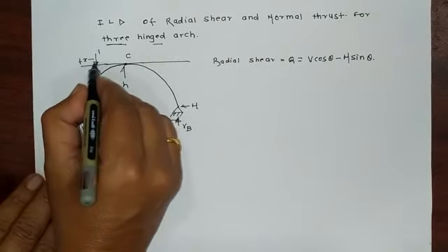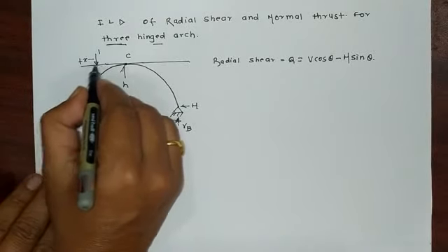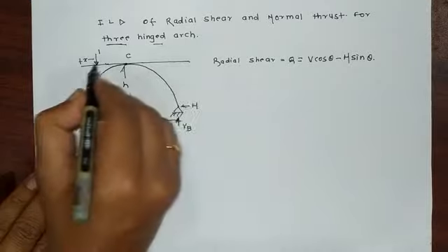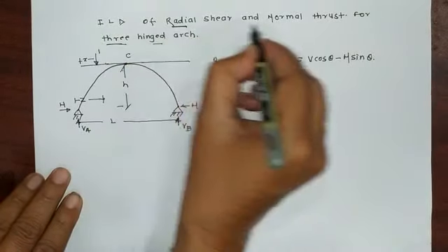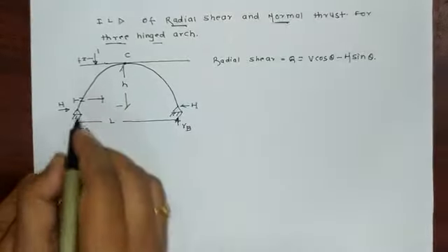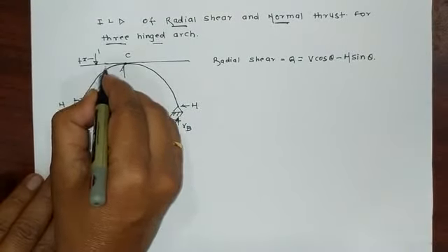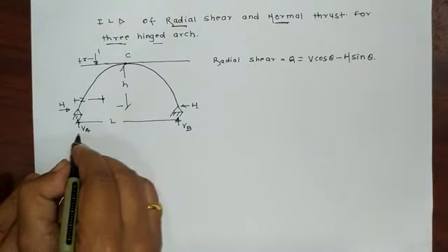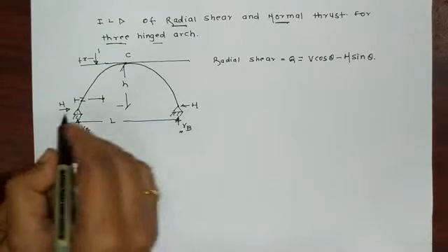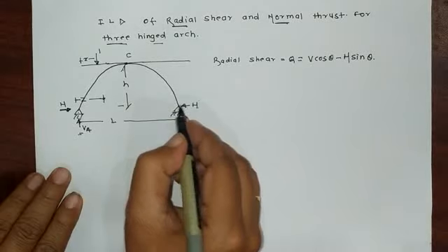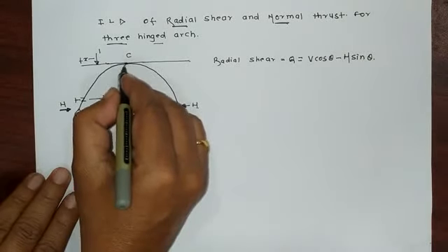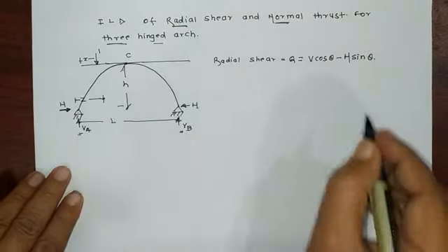And suppose a unit force is moving from left to right throughout the span. We want to find this radial shear and normal thrust at a distance x from the left support. So these are the reactions VA, VB, and this is the horizontal reaction H on both the supports, and this h is the central height of the arch.